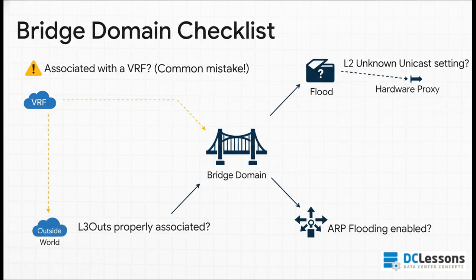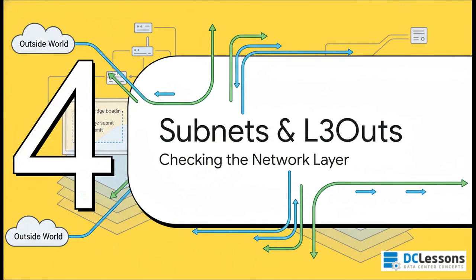If you forget to link them, that bridge domain is just an island, totally isolated. After that, you'll want to check the other settings that control how traffic behaves, like how it handles traffic to unknown destinations and whether ARP flooding is turned on. ARP flooding is absolutely critical for devices to find their gateway. So, Layer 2 is confirmed.